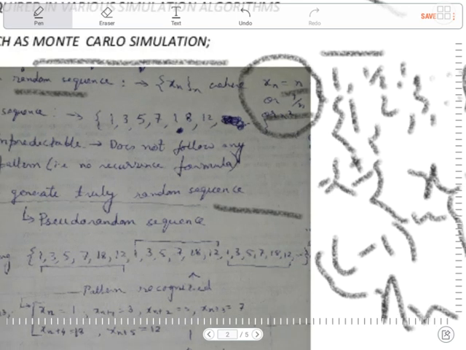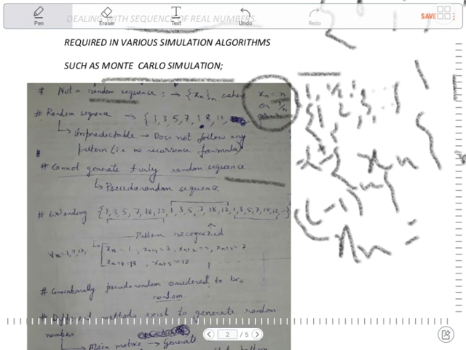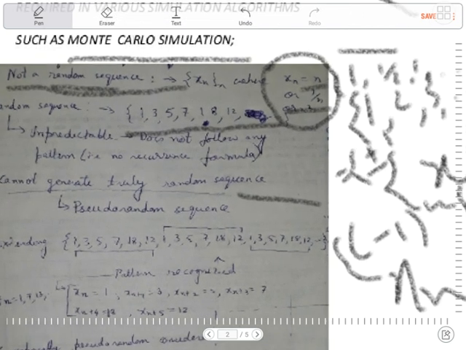Now, because the pattern is known, consider this example. Suppose I have written the numbers 1 3 5 7 8 12 like this, and then dot dot, that means it goes on. Can you say what is the pattern of writing these numbers?